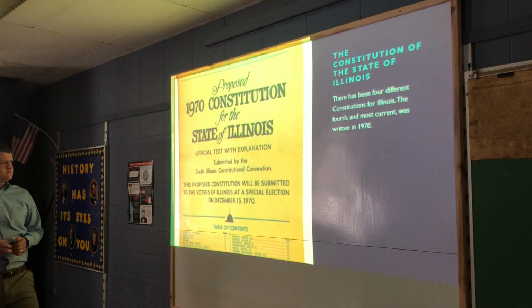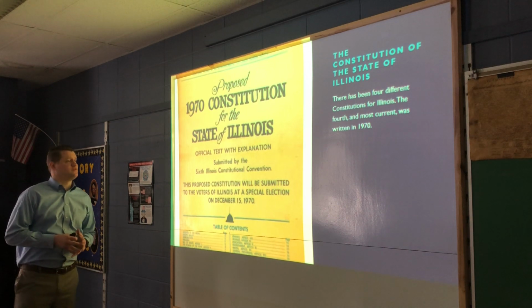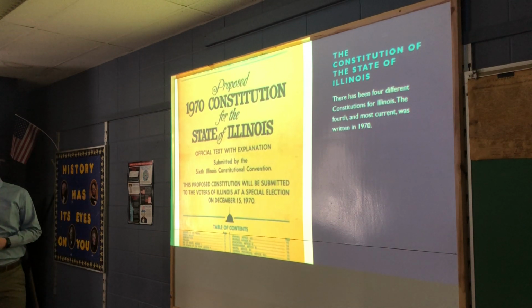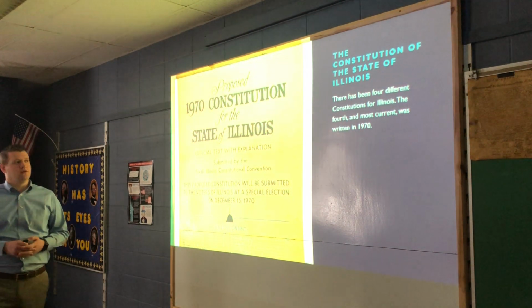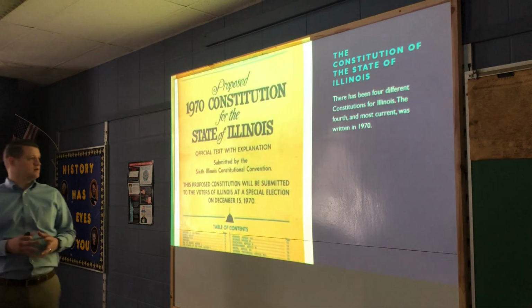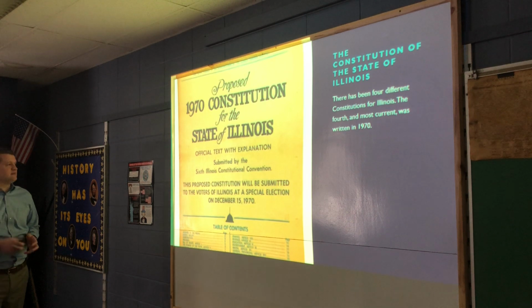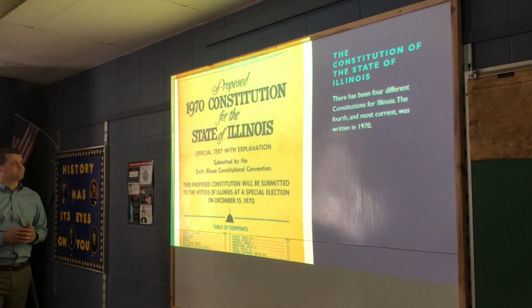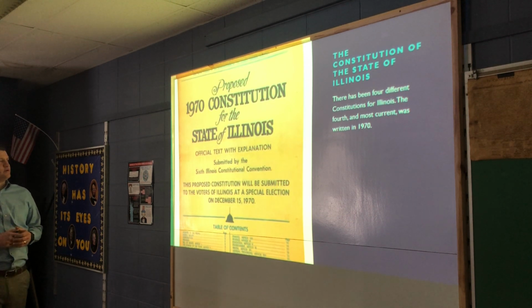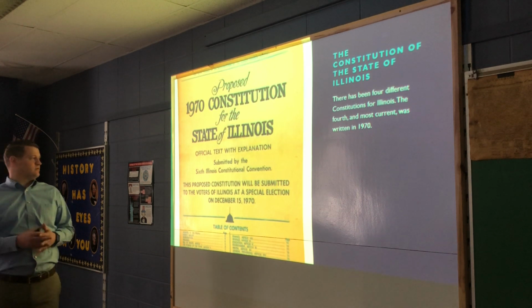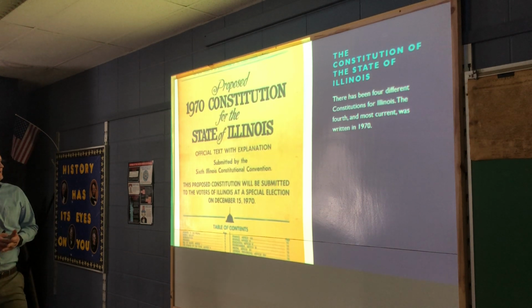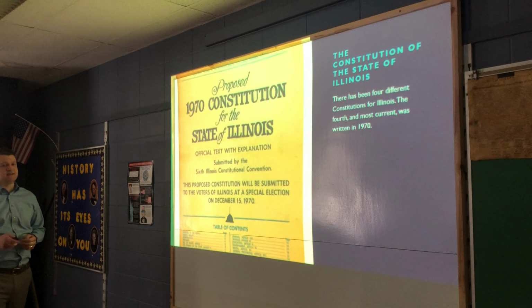Picture of the Constitution for the state of Illinois. There's been 4 different constitutions for the state of Illinois. The 4th, which is the most current one, is from 1970. This is the Constitution for the state of Illinois. That was the last one that was written in 1970.